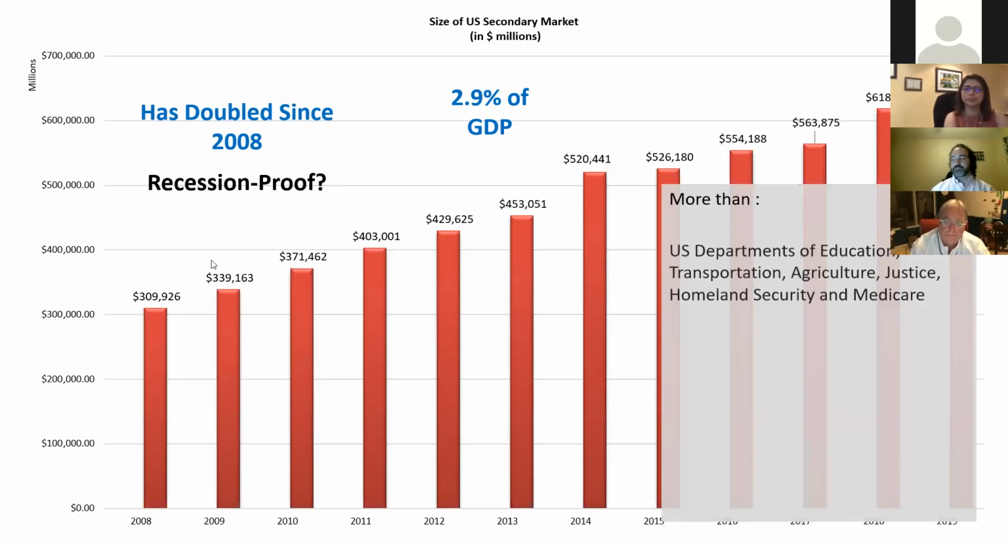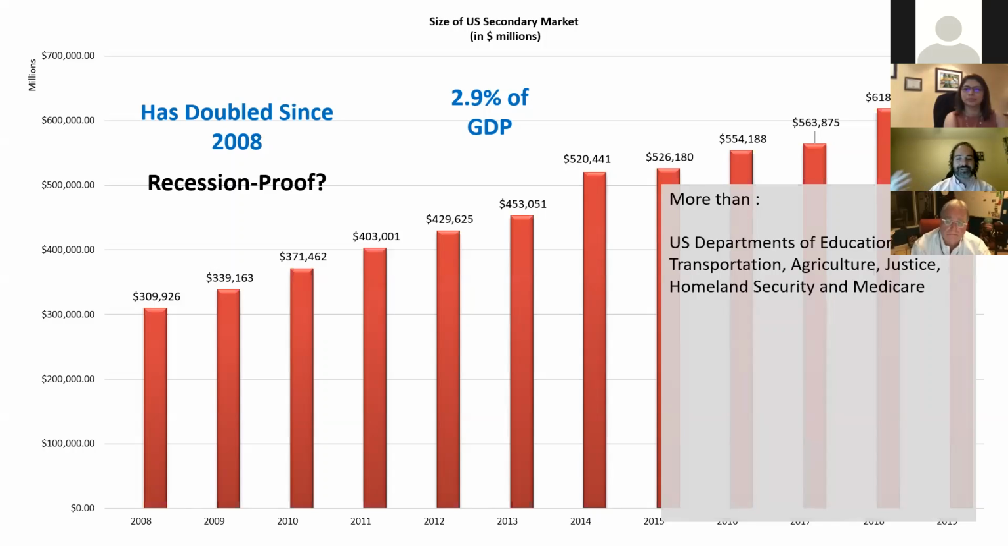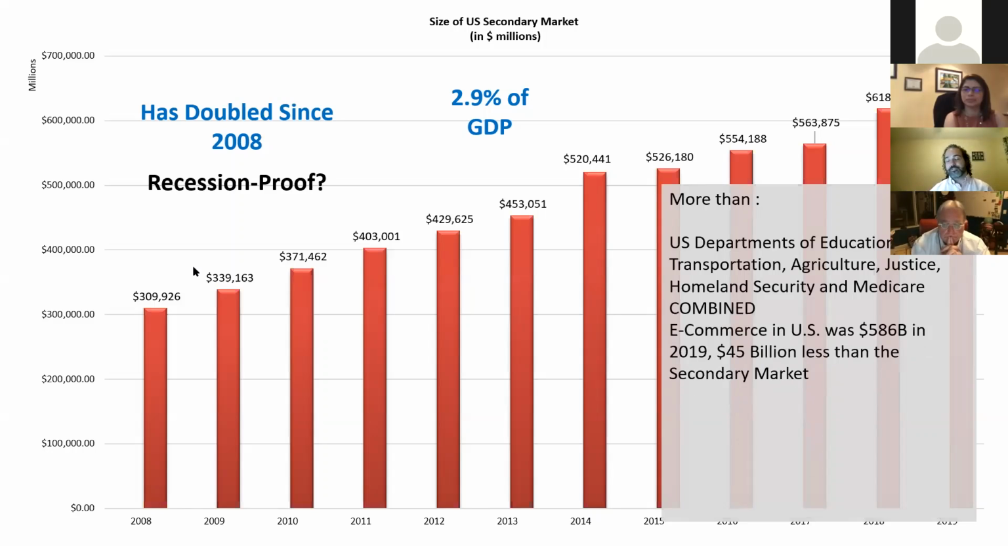And it's more than we spend on education, transportation, agriculture, Homeland Security, and Medicare combined, more than all of that put together. In fact, in 2019, e-commerce in the United States was $568 billion, $45 billion less than the value of the goods in the secondary market. So early on, we were talking about, oh man, e-commerce, it's growing, it's still fast. This is growing faster. The secondary market, which is directly related to e-commerce, of course, is actually bigger and is growing faster than e-commerce was.